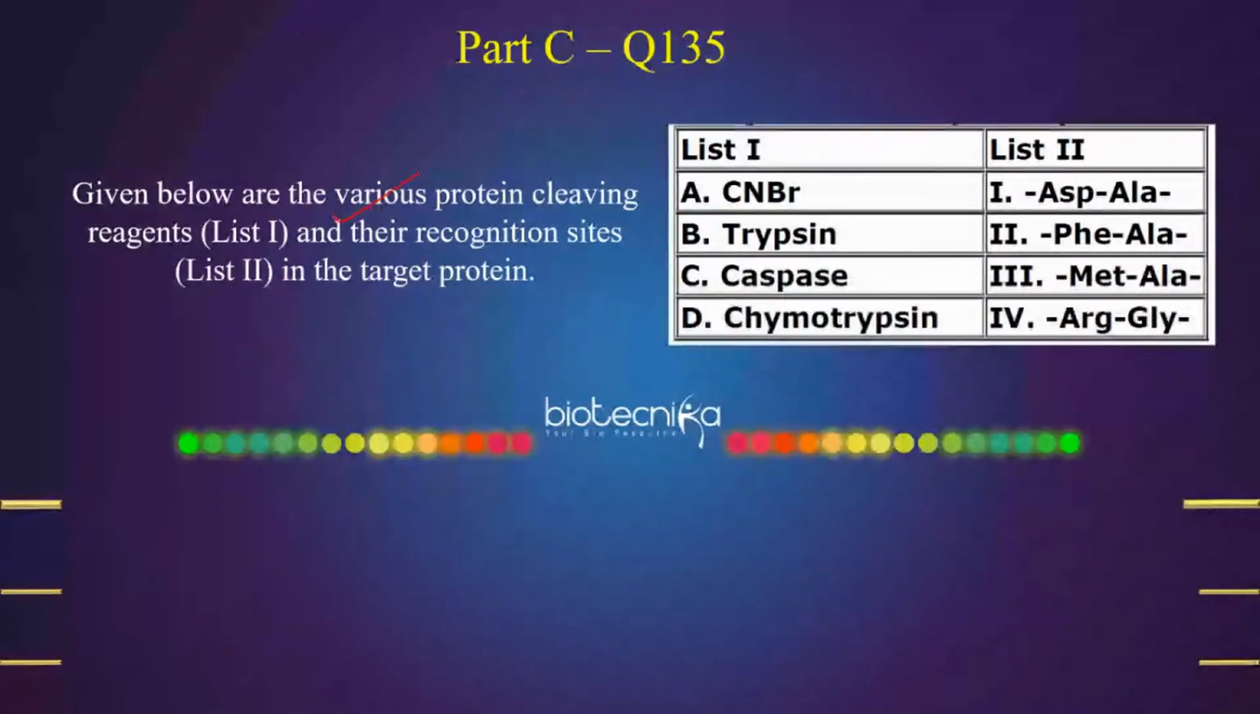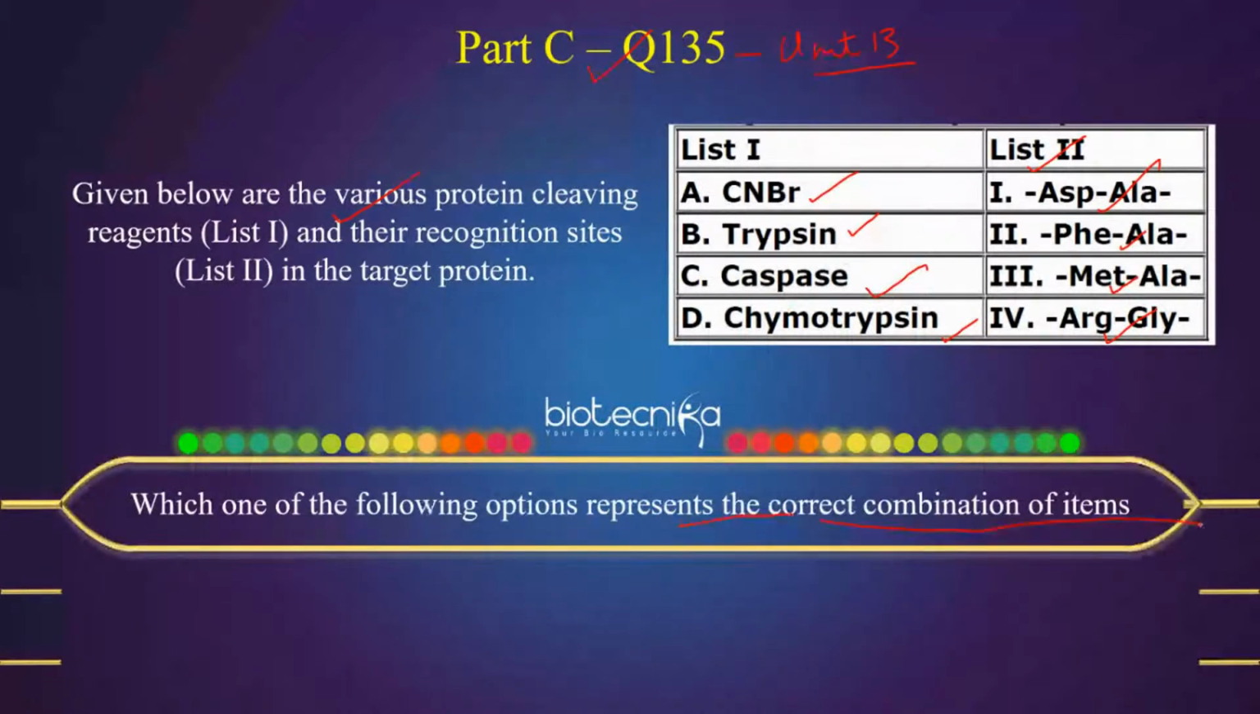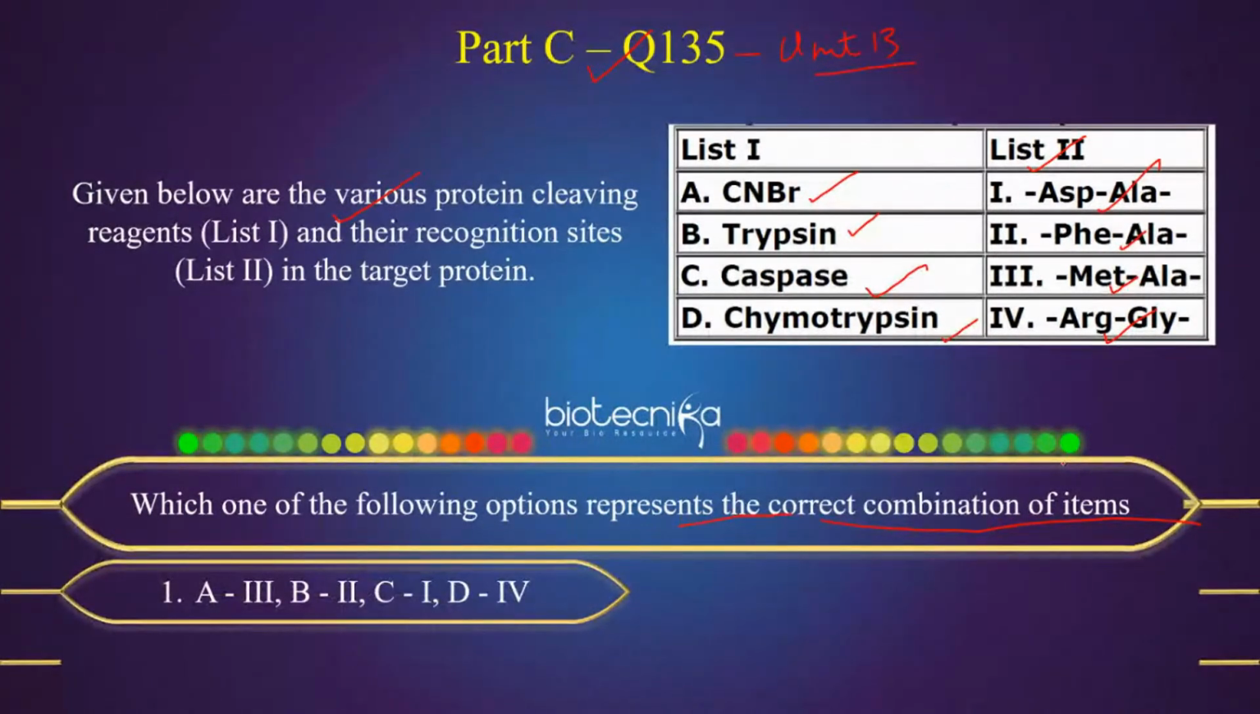Given below are the various, now this is a part C question. Again, this is a combined question with Unit 13. So Unit 1 and Unit 13 have combined questions. From Shift 1 only this question is there. CNBR, cyanogen bromide, trypsin, caspase, chymotrypsin. Out of that, what will be the different substrates? They are given different substrates. Which one will cleave what? Which of the following options represents the correct combination of items? Okay. So here you have different combinations they have given.